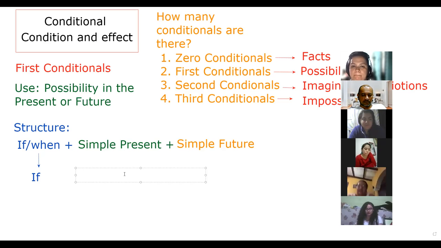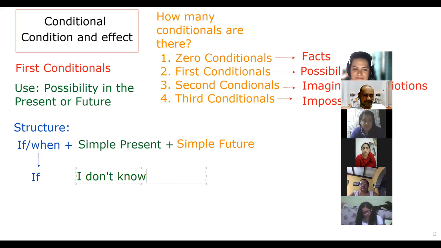All right. So, give me a sentence in simple present, Stephanie. I don't know. If I don't know. All right, very good. Good example. Okay, if I don't know. All right, let's continue the sentence. Jose. I don't know speak French. If I don't know how to speak French. Okay, very good. I like this. Okay. If I don't know how to speak French, all right, give me a sentence in simple future.